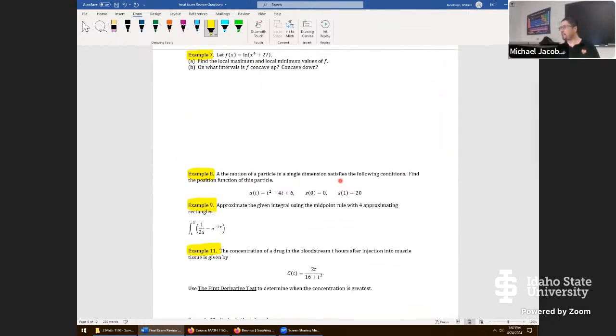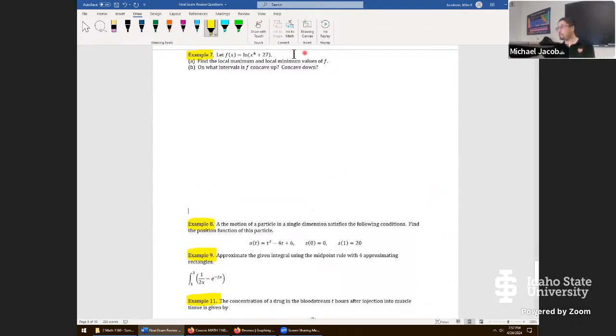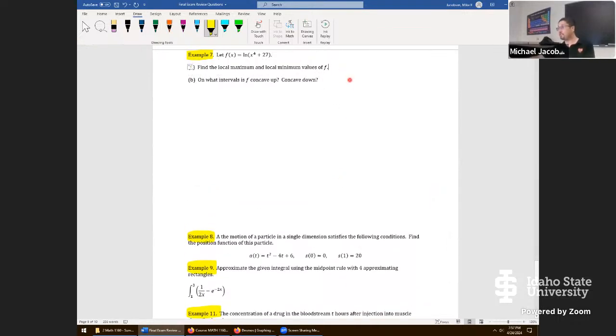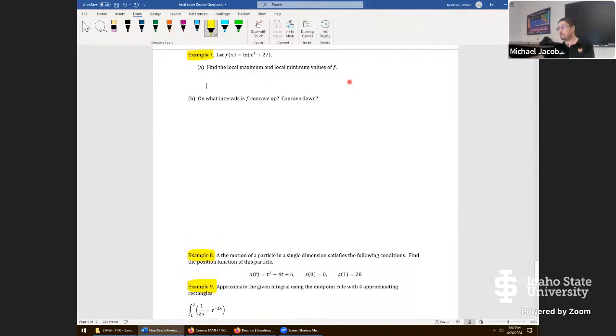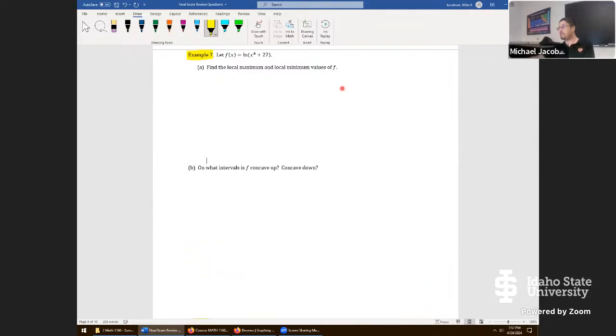So concavity, we've got a logarithm, so this is a good review problem. We're going to hit a lot of different stuff throughout the course. First thing we want is the local maximum, local minimum values. That means we have to differentiate once and find the critical number. So first step is f prime of x. Now this one's a logarithm, which means the formula always goes like this.